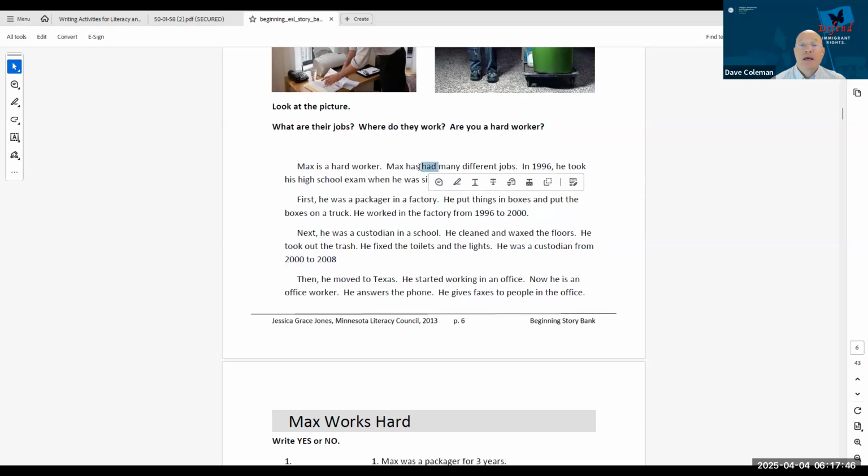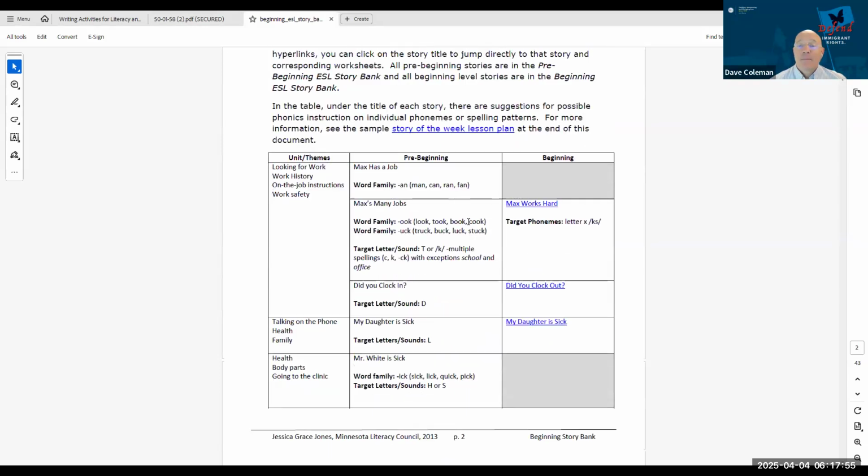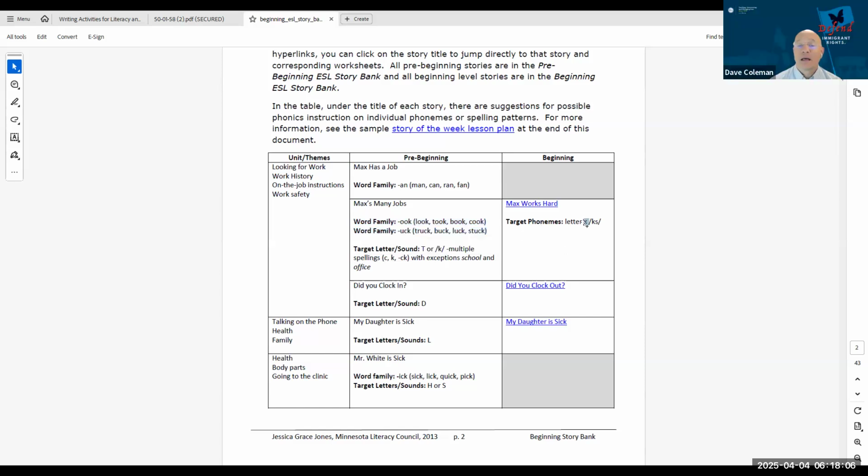And then you can look at some of those short A sounds. Has, had, but then also looking back at these key things, these key word phonics, right? So the phoneme is x, okay? It's just a way to make the phonics really meaningful to students, because let's look back at that Max works hard.